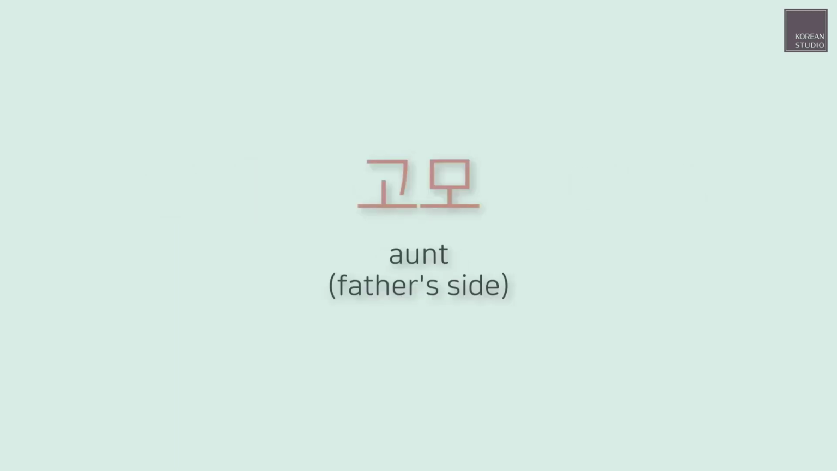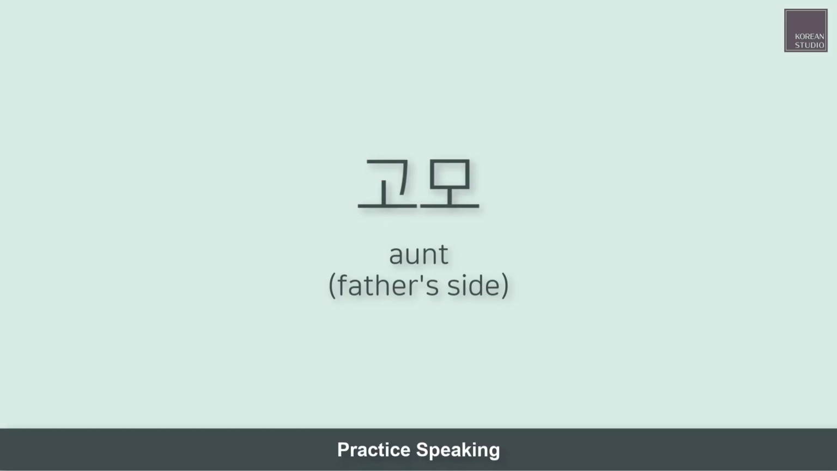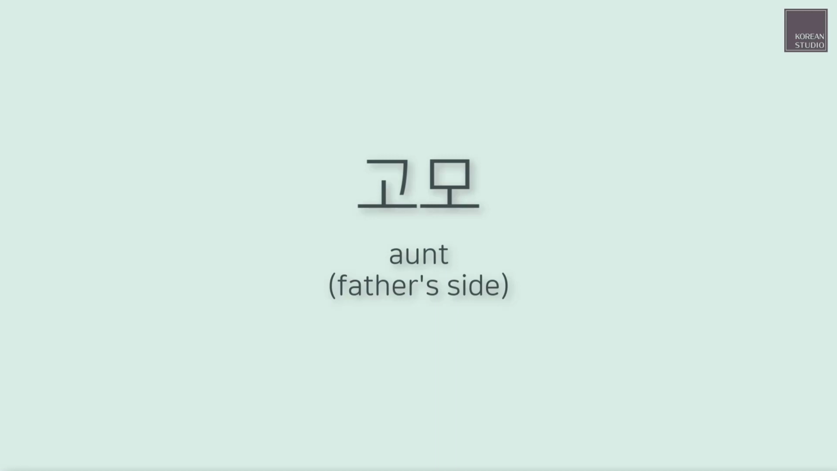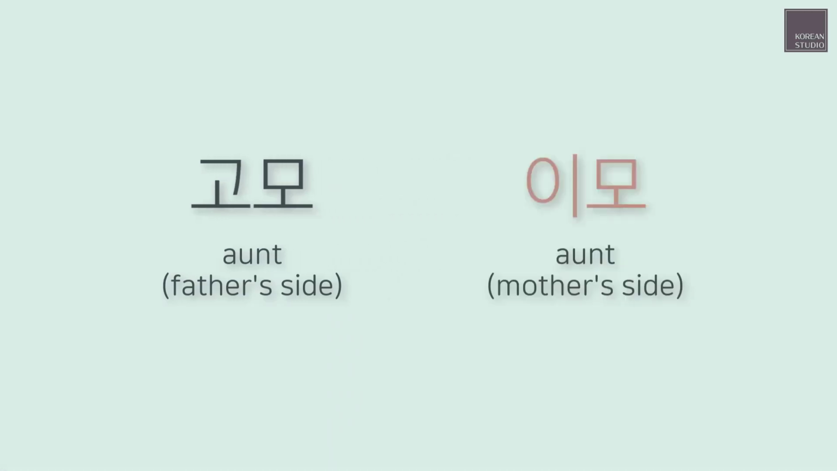Next, we have aunts. And these are different for the father's side and the mother's side. Aunts on the father's side are 고모. 고모. Say that with me. 고모. That was great. And the aunts on the mother's side are 이모.